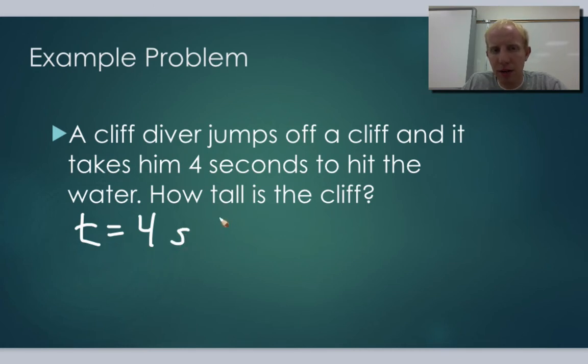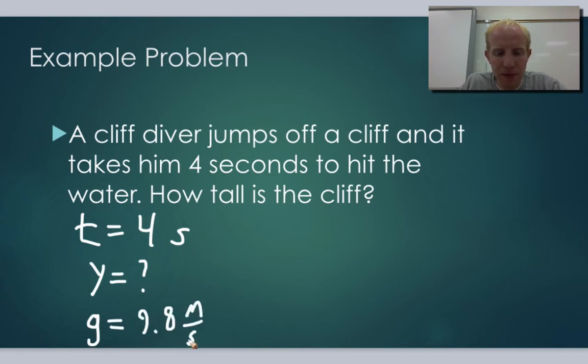And that's about it, right? I mean, there's not a whole lot of information given in this problem, and we're supposed to know how tall this cliff is. Okay, so we're going to use y for how tall, right? Because this is going up and down. And you think, well, that doesn't seem like enough information. But keep in mind, we also know that g is always 9.8 meters per second squared.